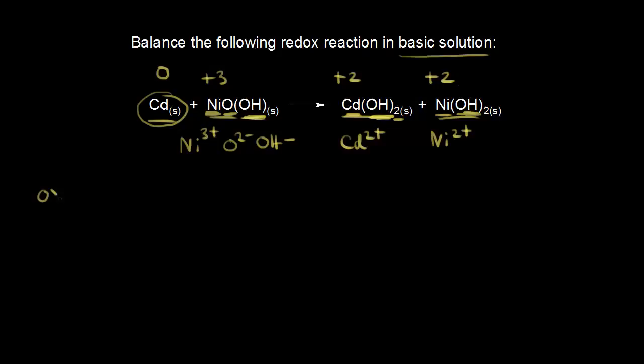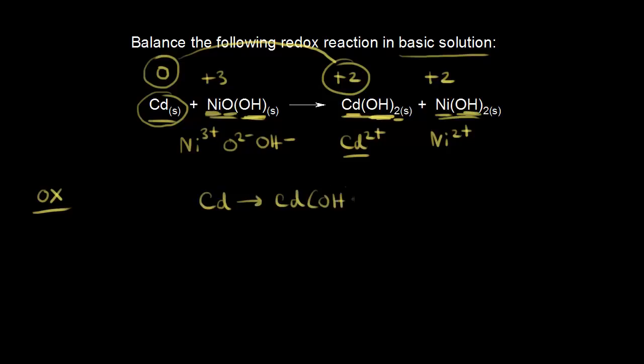So first we write our oxidation half reaction. So what is oxidized in our battery? Solid cadmium is going from an oxidation state of 0 to an oxidation state of +2 in cadmium 2 plus. That's an increase in the oxidation state. So that's oxidation. So we write down our half reaction. We have solid cadmium going to cadmium hydroxide.